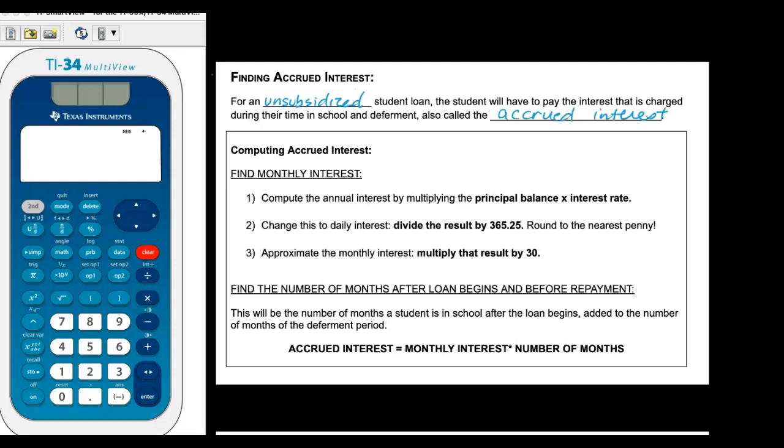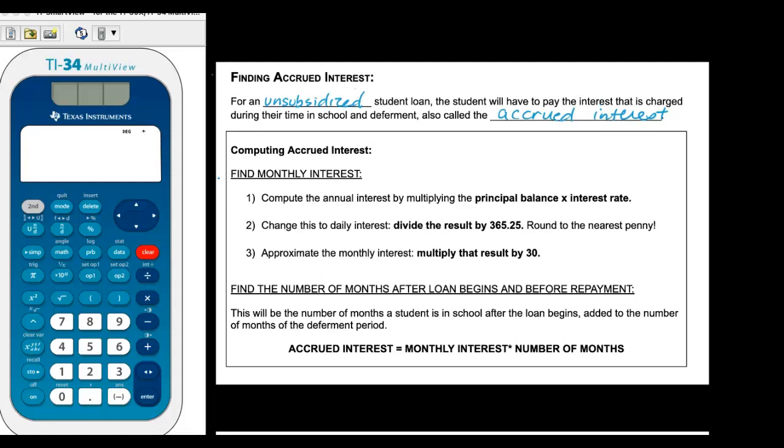So just think of this as interest that builds or adds up while they're in school. And so we need to know how to calculate accrued interest because it's going to need to be factored into finding the monthly payment when the student graduates and is ready to make payments. And so there's really two big parts.